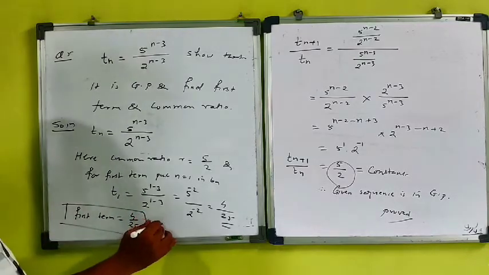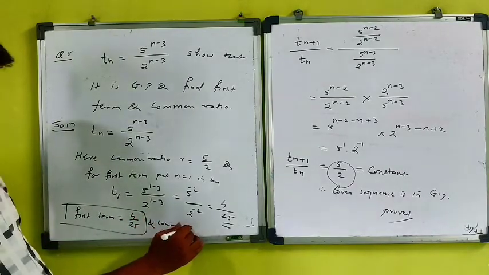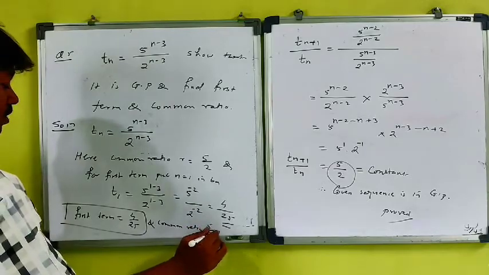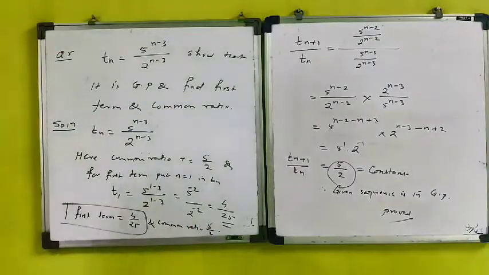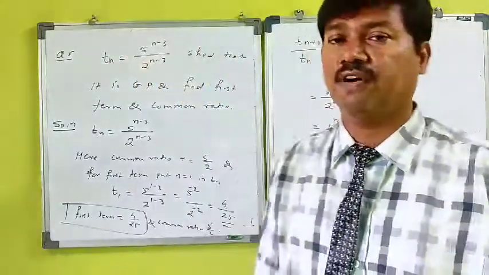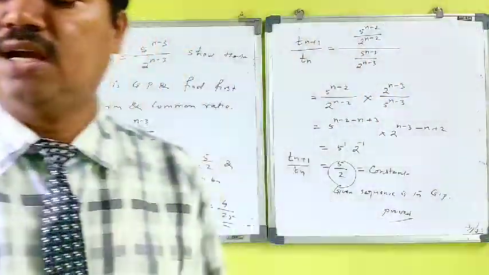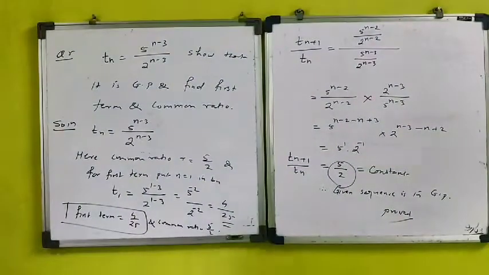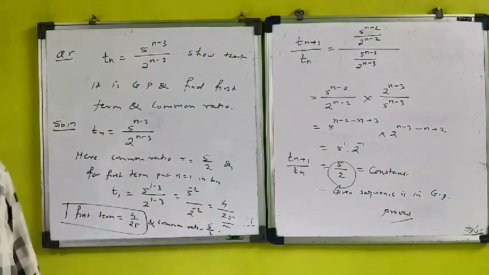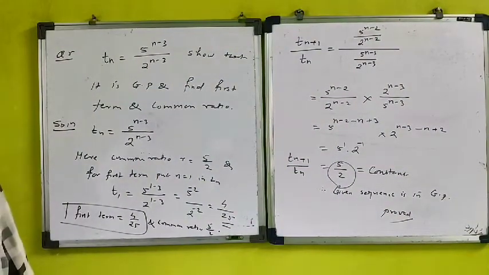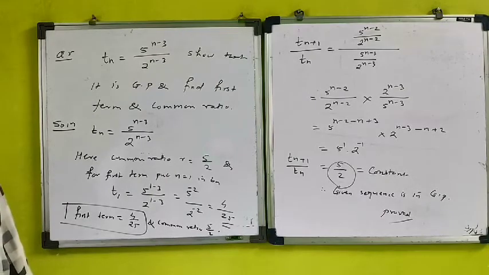And the common ratio is, that's the answer. So here the first term is 4 upon 25 and the common ratio is 5 by 2. That is the answer. So I think it's very easy. Everybody should understand this one. The next question is also similar to this.